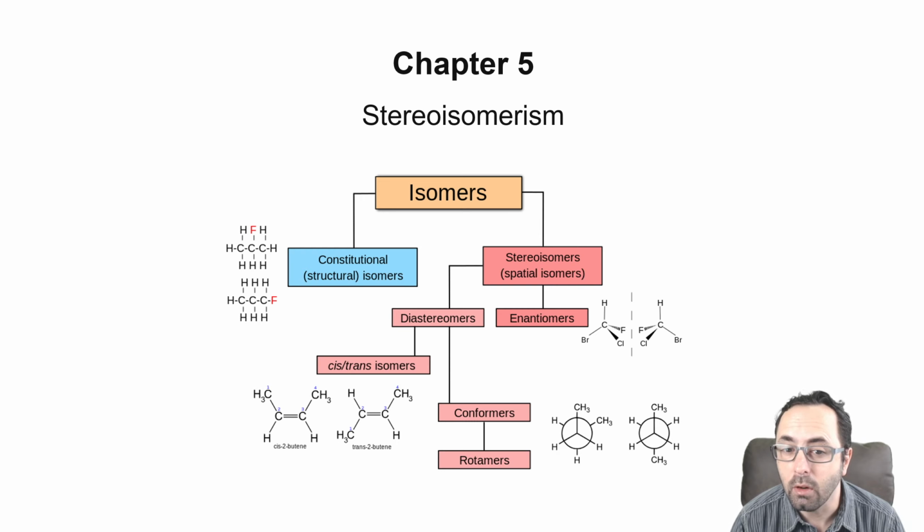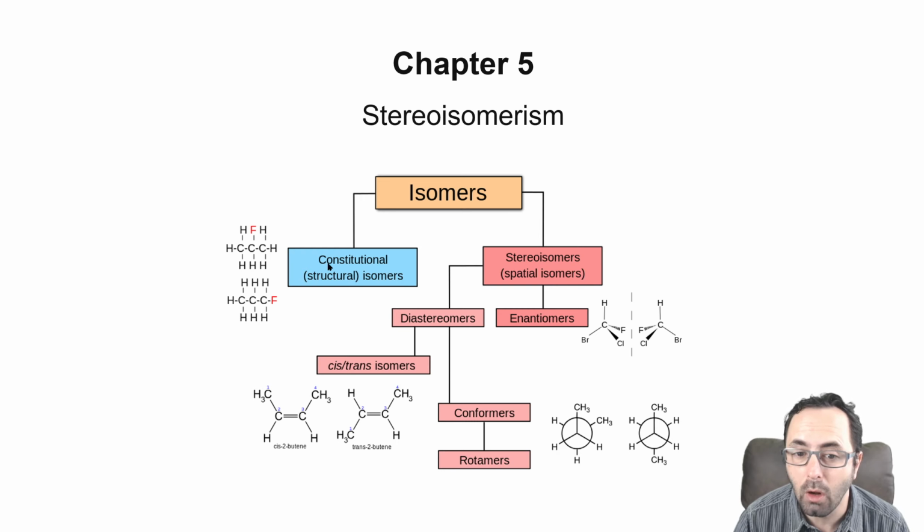In the case of constitutional or structural isomers, which we've talked about extensively already, the atoms are bonded in a different way. For example, this fluorine atom is bonded to the first carbon, the carbon on the end of the molecule. However, this fluorine is bonded to the second carbon in the middle of the molecule. And so these would be considered constitutional or structural isomers.